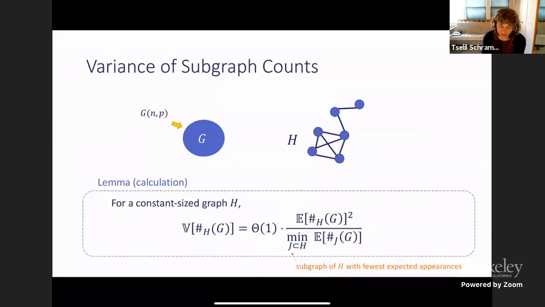Once you know about this, it's kind of an exercise to see that if you have a constant size graph, the variance in the number of copies of H in your graph is going to be proportional to the expectation squared, divided by the expectation of the subgraph of H with the fewest expected number of appearances.